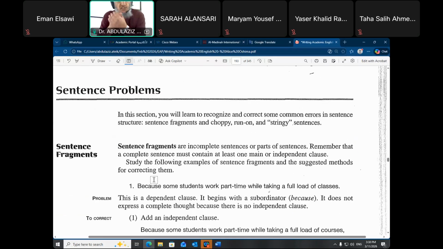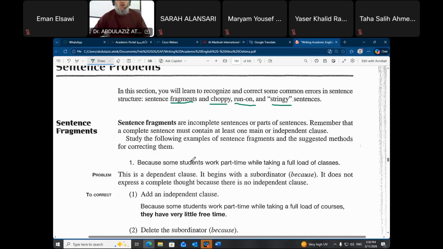Sentence errors or sentence problems, same thing. We'll be studying these types of structure errors. Number one, sentence fragments. Number two, choppy sentences. Number three, run-on sentences. Number four, stringy sentences. So please consider this.